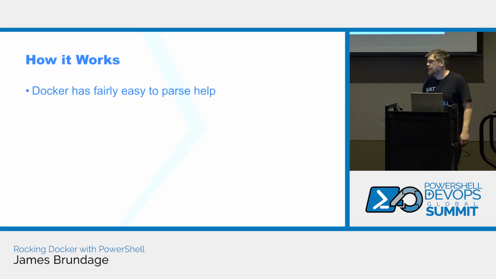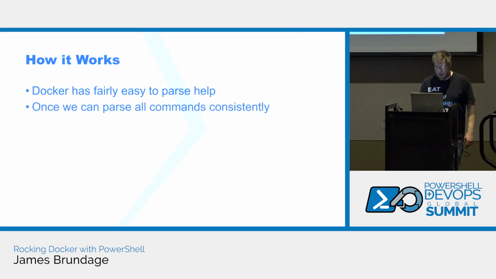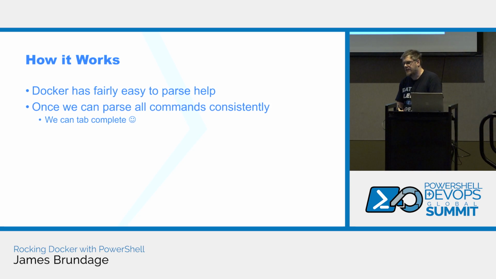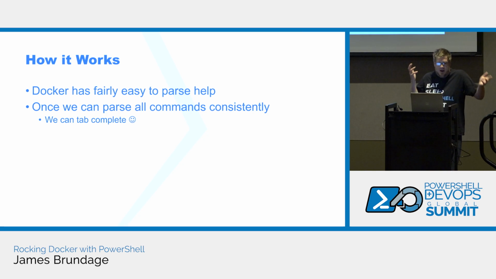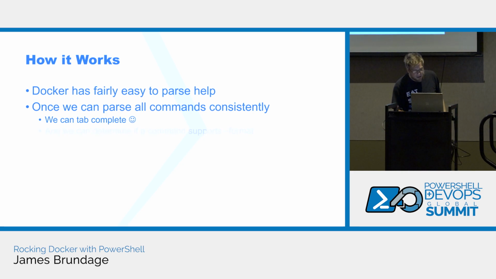This is 1, and what does that give me? Well, once we parse them all consistently, we can tab complete. That's the big one. I can obviously let you tab complete in PowerShell. If I know all the parameters, why did we not realize that this also would work for an application? All I need to do is describe all the parameters of the application, which doesn't actually sound that hard if you can parse the help.